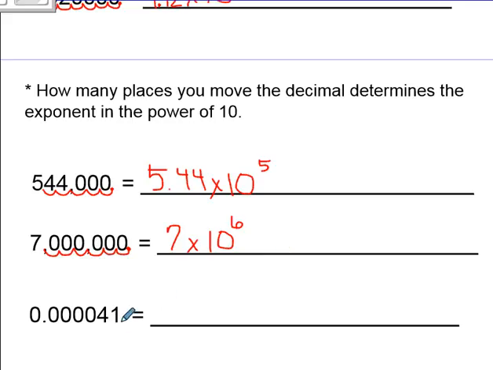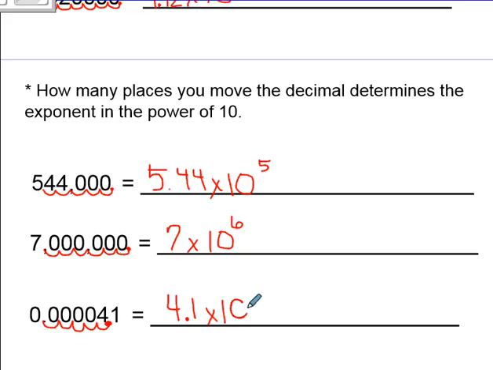Now you can see this last one looks a little bit different. And we know from before that I'm going to have to move this decimal the other direction. So I'm going to have to go 1, 2, 3, 4, 5 places. And I know I want to stop here because that's going to give me this first factor here of 4 1/10. And that's what I want because I'm only going to have one digit to the left of the decimal. And this number, 4 1/10, is between 1 and 10. So I know that's what I want. I know that's where I want to stop my decimal.